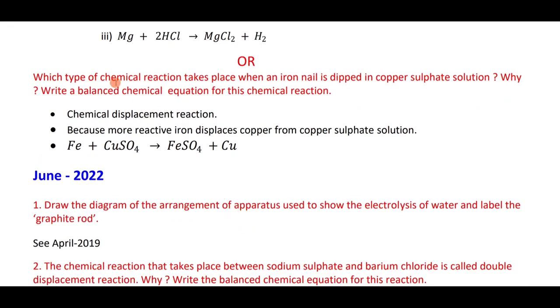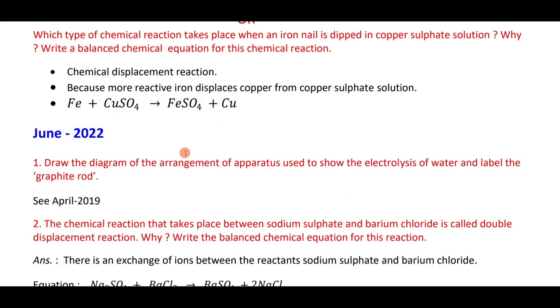Which type of chemical reaction takes place when an iron nail is dipped in copper sulfate solution? Why? Write a balanced chemical equation for this reaction. It is a displacement reaction because iron is more reactive than copper, hence iron displaces copper from the copper sulfate solution. The more reactive element displaces the less reactive element. That is, Fe plus CuSO4 gives FeSO4 plus Cu.